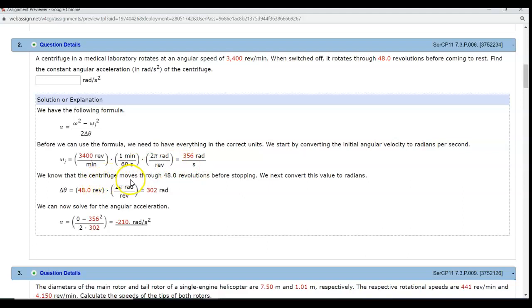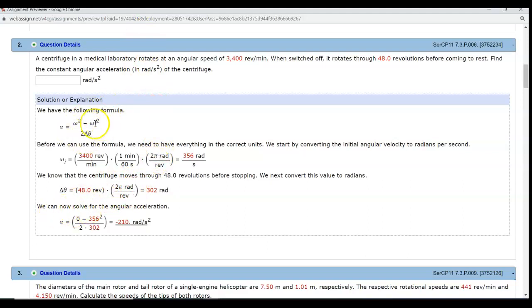And we know the centrifuge goes through 48 revolutions before it stops, so we can convert that to radians. That's 302 radians. Again, using the conversion that we used in number 1.